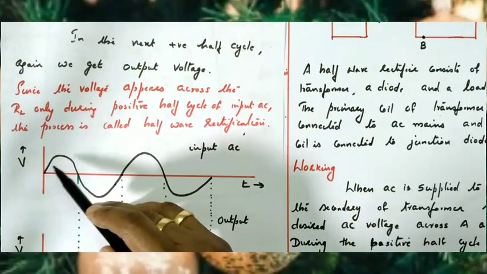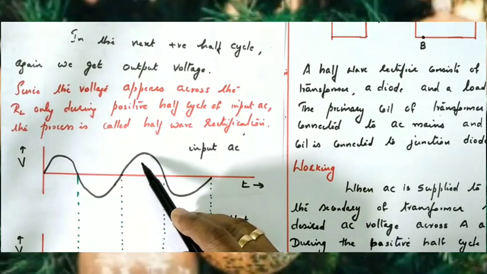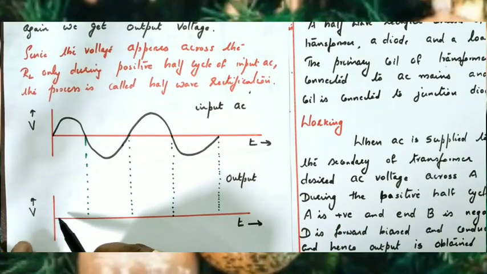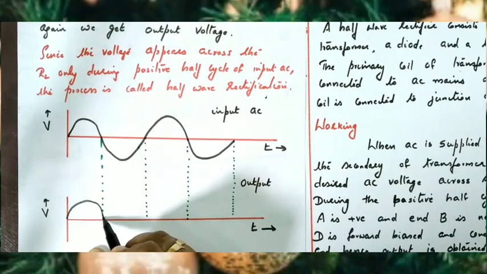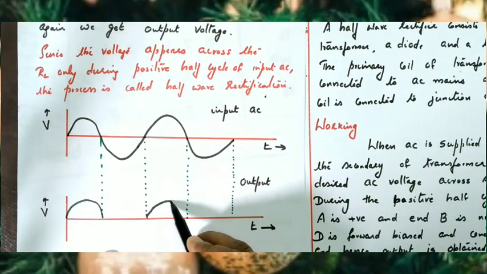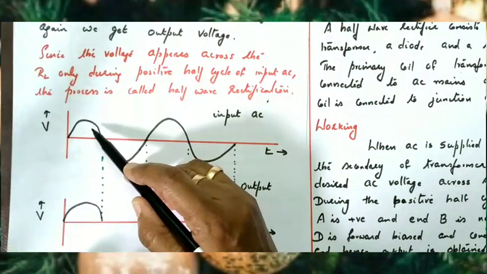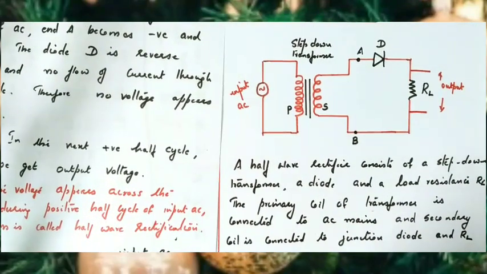Here this is the input AC as discussed before, and during the positive half we get the output and during the negative half there is no output. So, the output can be drawn like this. During the positive half there is output like this and during the negative half there is no output. Again during this positive half we will get the output and during the negative half there is no output. Okay, so this is the output across the load resistance. That means only during the positive half we will get the output. Okay children, so that is the working of the half wave rectifier.